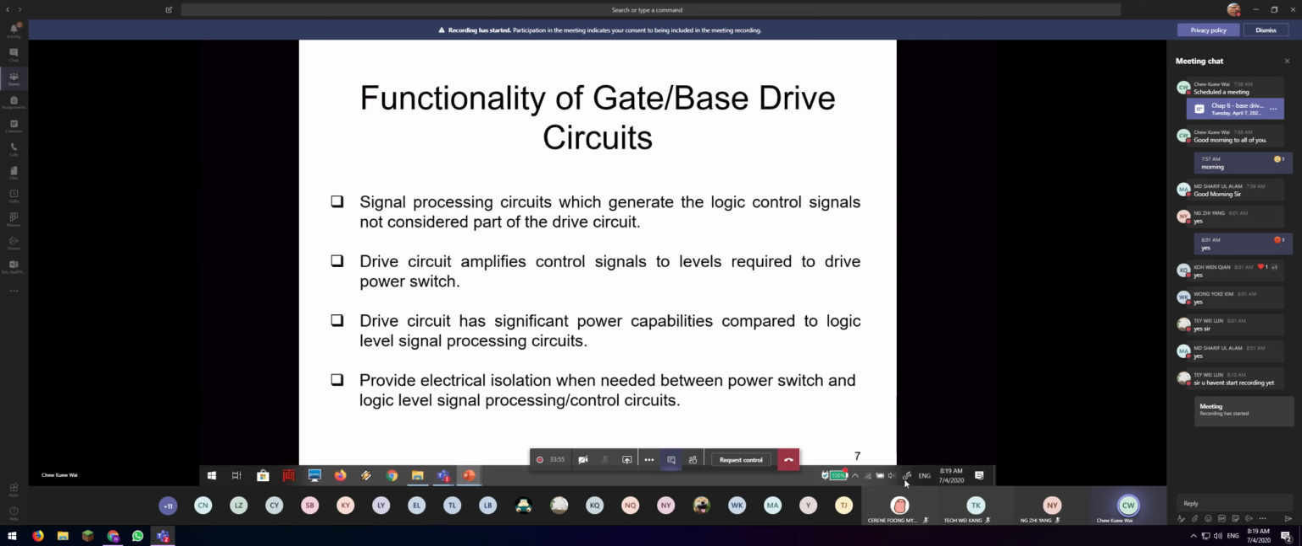So this is some of their justification. They said the signal processing circuit which generates the logic control, the one that generates the high or low signal, is not considered a part of the drive circuit, because the drive circuit is actually used to drive the MOSFET, but the digital circuit is for processing only. By the way, this is very hard to justify. You can say the logic control signal is a part of it, and you can also say it is not a part of it, because it is very hard to justify this.